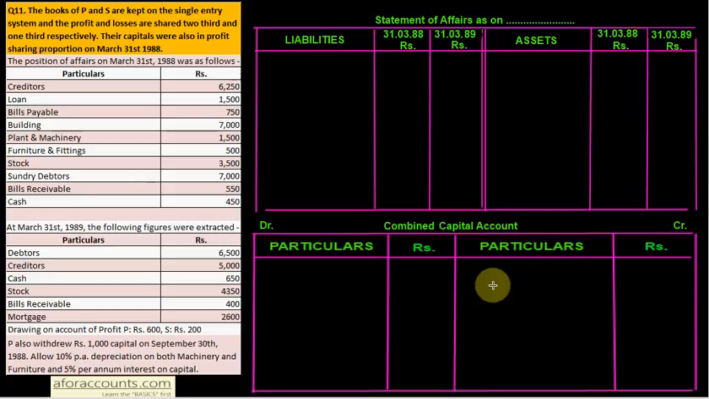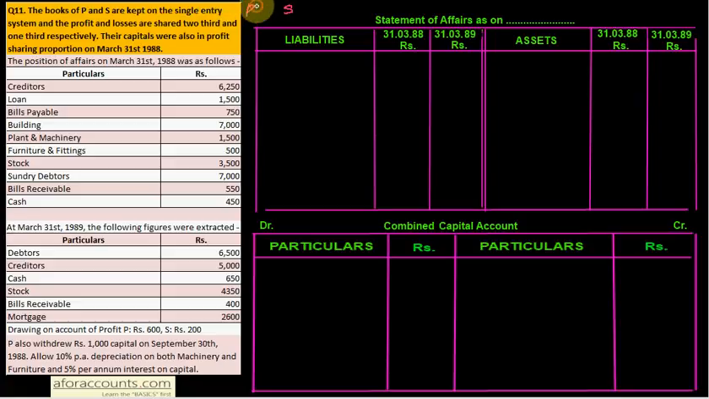Question number 11 on single entry. The books of P and S. Now see, two people's books. So it is a partnership come single entry question. We have two people here, P and S. They keep their books on single entry system and the profit and losses are shared 2/3 and 1/3 respectively.